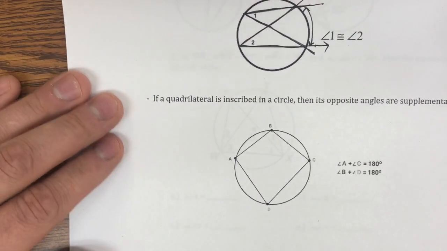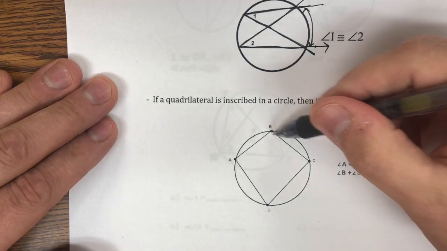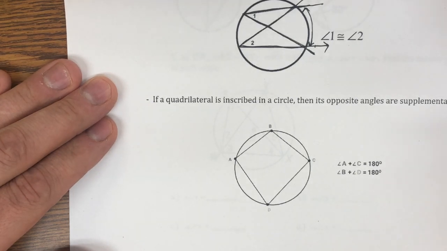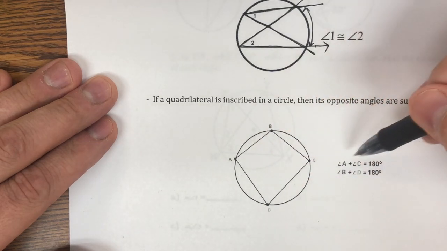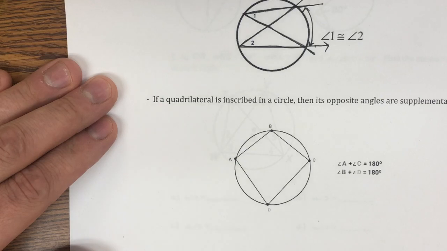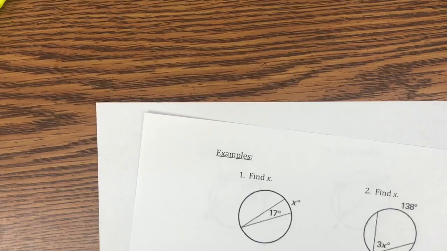And our last theorem involves an inscribed quadrilateral. So a four-sided figure. The four-sided figure, all of its vertices are on the circle. That makes it inscribed, all right? If that is the case, the opposite angles have to add up to 180 degrees. So angle A and C, those are opposite. Those add up to 180. And B and D are opposite. Those two add up to 180, okay? So we're going to put these into practice now with some examples.